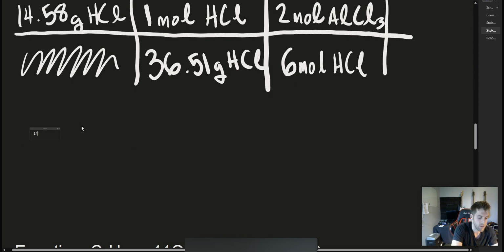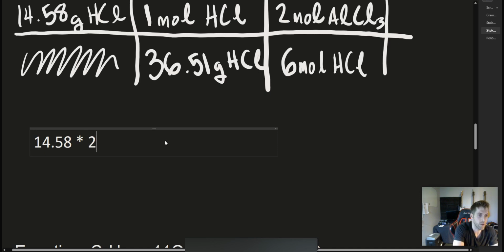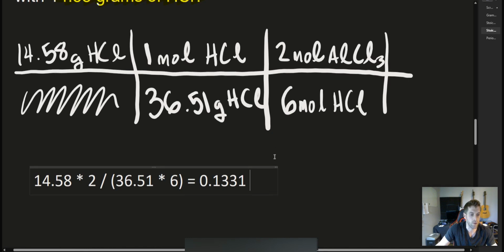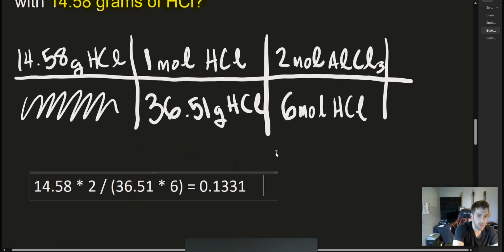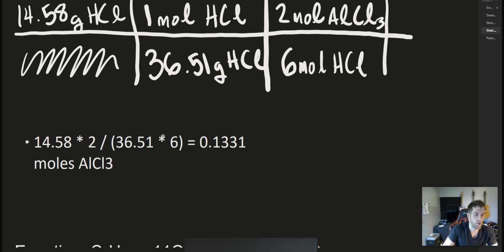So we have 14.58. Again, make this bigger. 14.58 times 2, we don't need to multiply by 1, divided by parentheses 36.51 times 6 in parentheses, equals, and we end up with 0.01331, and that's going to be moles of AlCl3. Again, with the appropriate subscript, it will be moles of AlCl3.